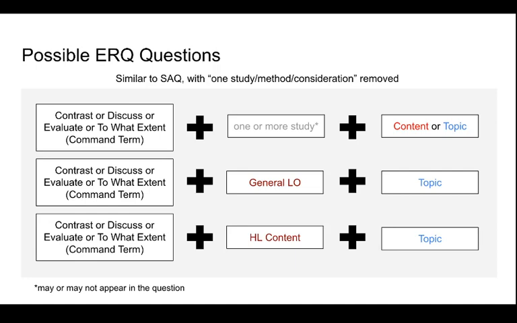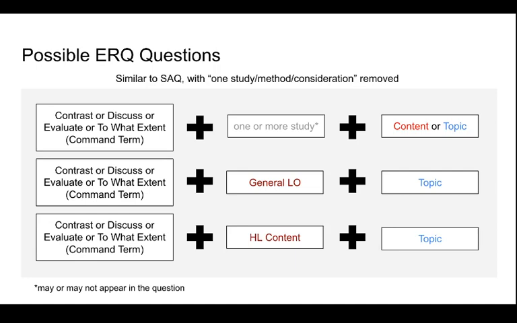But that's okay, that's not really the point. I'll explain that later. So basically, one of the possible structures is to contrast, or discuss, or evaluate to what extent, plus one or more studies, or maybe not, depending on how the question is asked, plus the content or topic, and then the command terms, plus the general LOs, plus the topic.